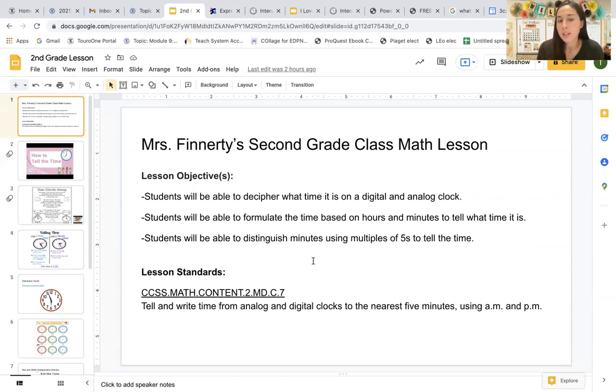Students are going to be able to decipher what time it is on a digital and analog clock. Students will be able to formulate the time based on hours and minutes to tell what time it is. And students will be able to distinguish minutes using multiples of 5 to tell time.